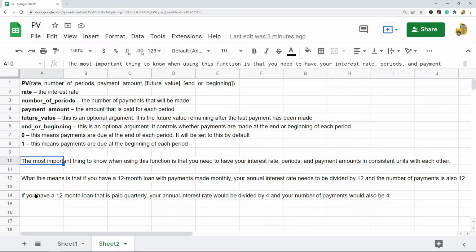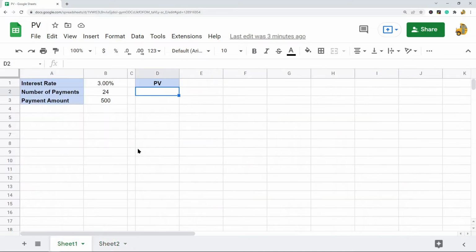Now if you have a 12-month loan that is paid quarterly, so you're paying the 12-month loan 4 times a year, it would mean that you divide your annual interest rate by 4, and your number of payments would also be 4. This is the most important thing in getting this formula to calculate properly: making sure that these are all in consistent units with each other. This function is actually very easy to set up, and I will show you how to do it now.